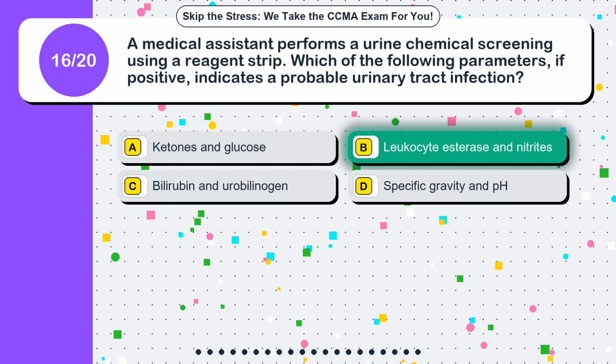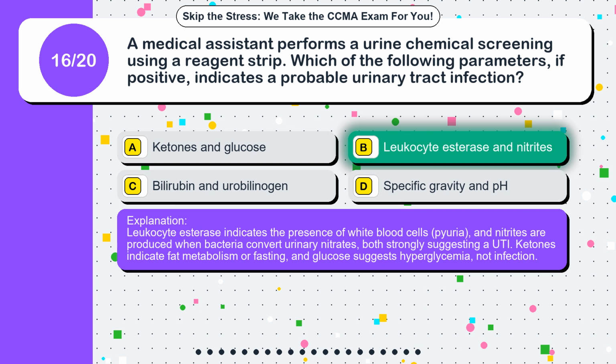Leukocyte esterase and nitrites. Leukocyte esterase indicates the presence of white blood cells, pyuria, and nitrites are produced when bacteria convert urinary nitrates, both strongly suggesting a UTI. Ketones indicate fat metabolism or fasting, and glucose suggests hyperglycemia, not infection.